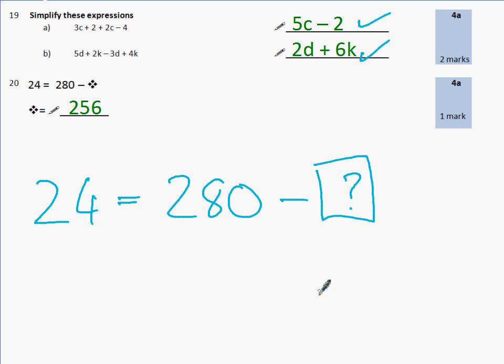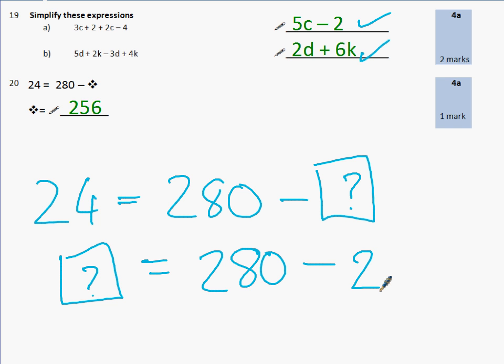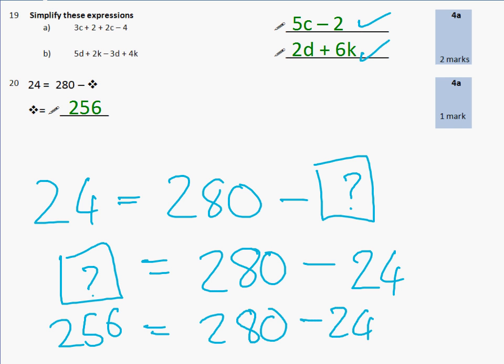Okay, what can this be? Well, something must equal 280 take away 24, and that must have been 256 then, is what you get when you do 280 take away 24. So in which case this number here is 256.